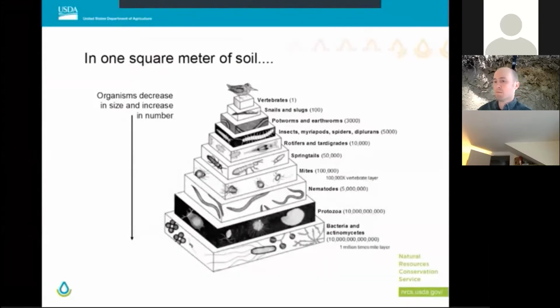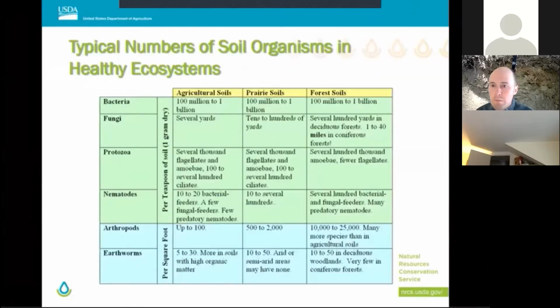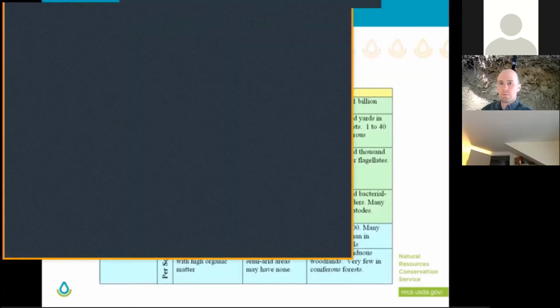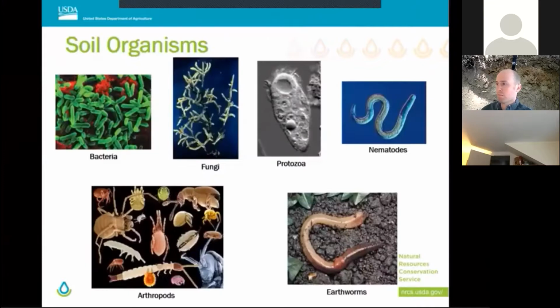This is also a function of land use and land management, which is going to be a theme of this presentation going forward. So this next slide shows numbers under different management systems. We have agricultural soils in the first column, prairie soils, so more of a perennial grassland type land use, and then forested soils. And you can see there's a variety of numbers of these different bacteria, fungi, micro and macroorganisms that we can see under these different managements.